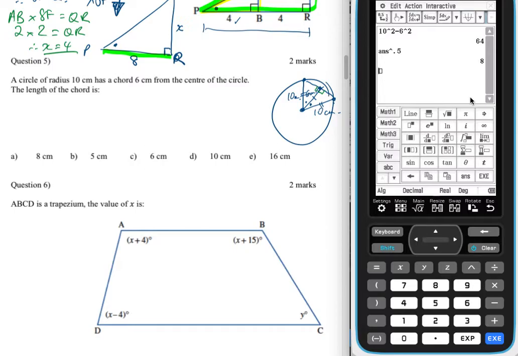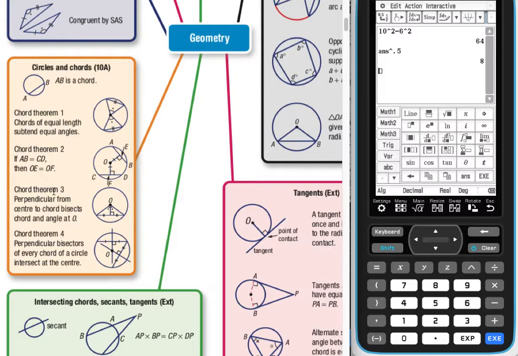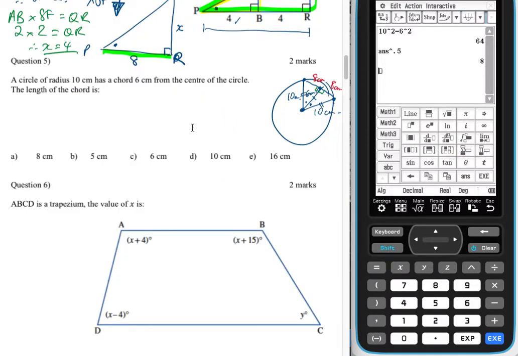So therefore, we can say that this section's 8 centimeters, and also this section's 8 centimeters, so these are equal according to our rule here. So if we look at circle theorem 3, we can see these will be equal. So therefore, we can say 8 plus 8 is 16, so the answer is 16 centimeters.